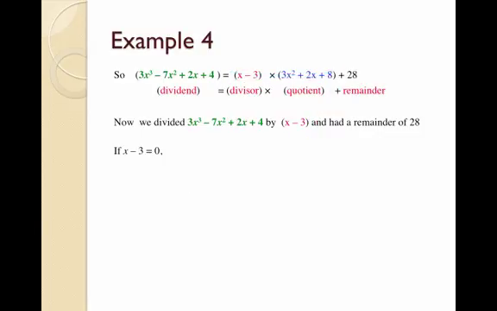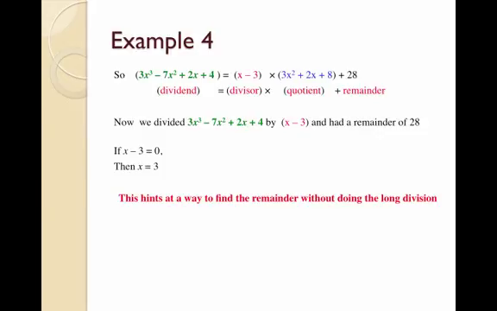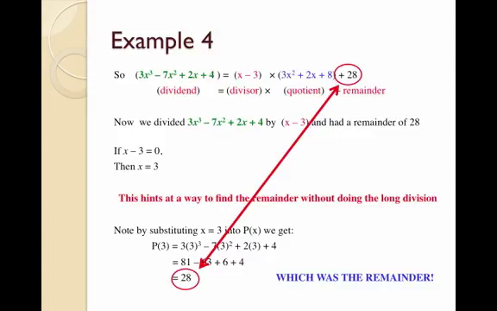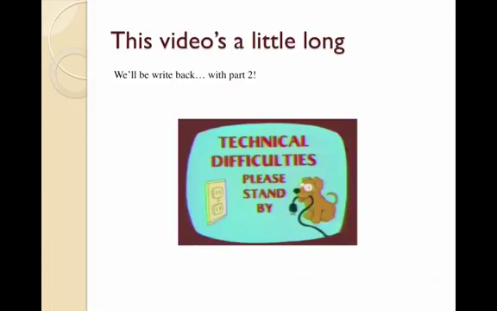So let's say x minus 3 equals 0. That means that x is going to equal 3. This is going to give us a little hint on the remainder theorem later on. So by substituting x equals 3 into our polynomial, we get that substitution, and by simplifying and solving, we get 28, our remainder. It's magic.